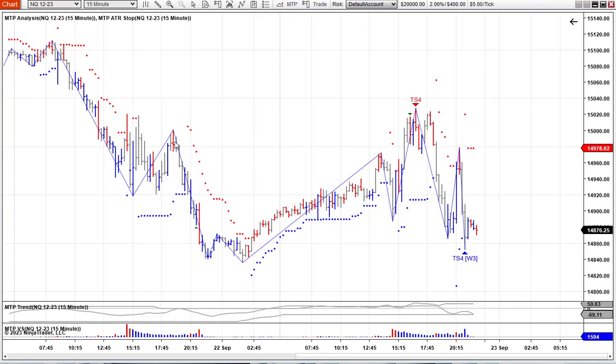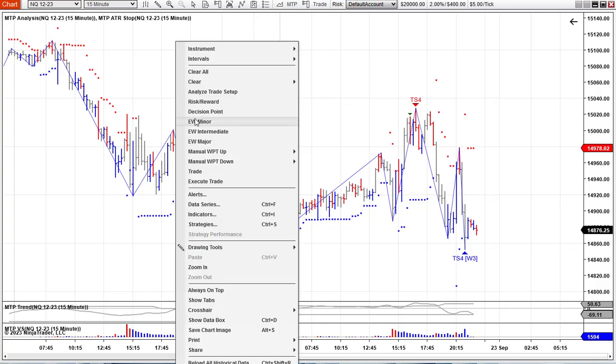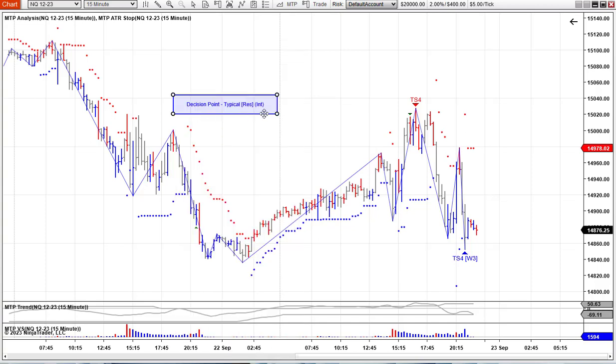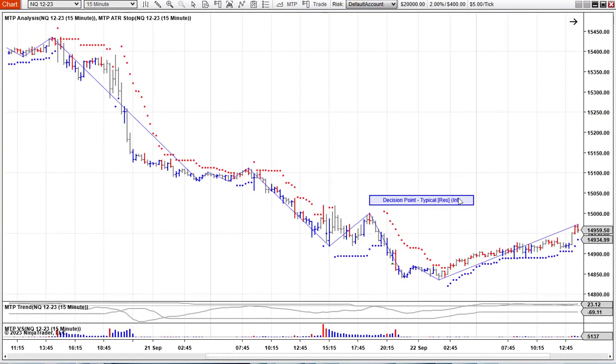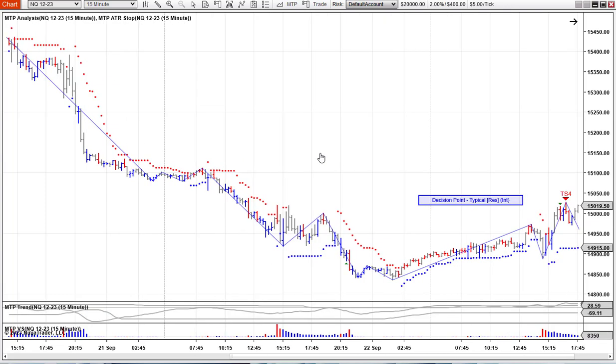So we go back to our previous pivot, right mouse click and put decision point. Now the good thing about this is it's actually on the chart in advance. So way back here, this level would have been on the chart in advance. In other words, it would be preparing you in advance for potential resistance.